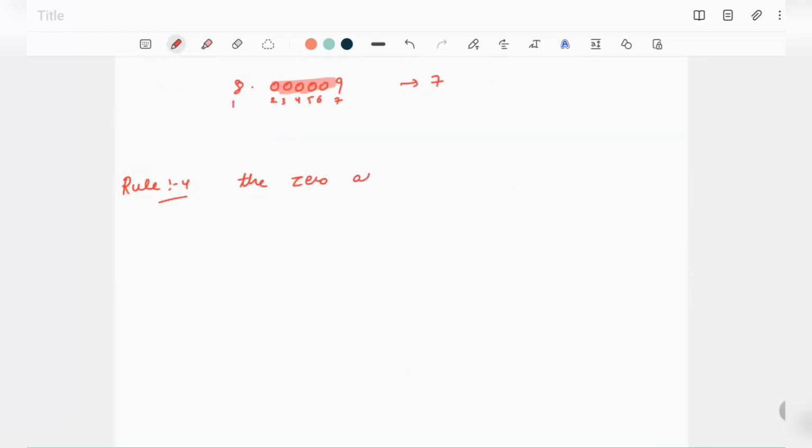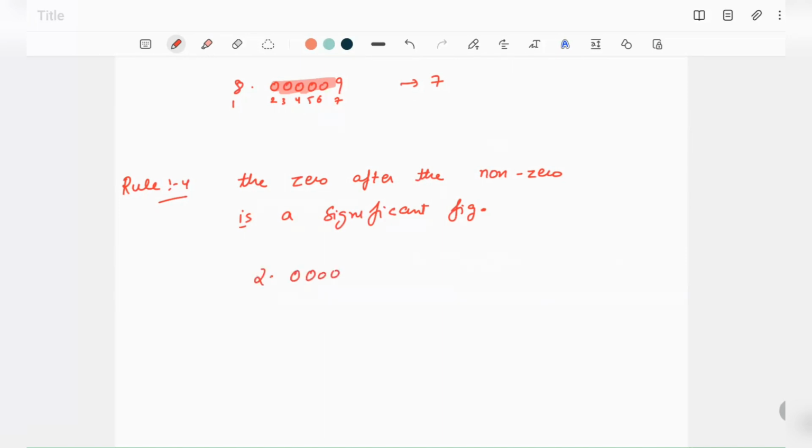The zero after the non-zero is a significant figure. We have to see an example. The zero after the non-zero is a significant figure. Let's see one example.